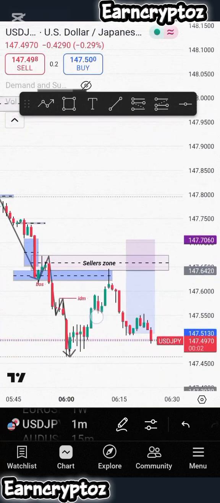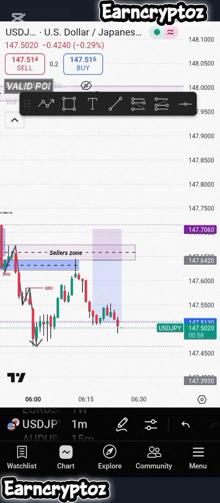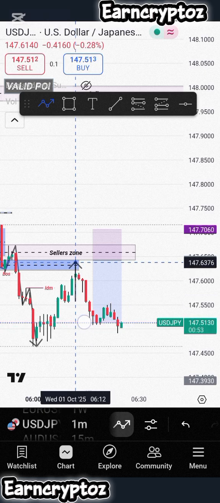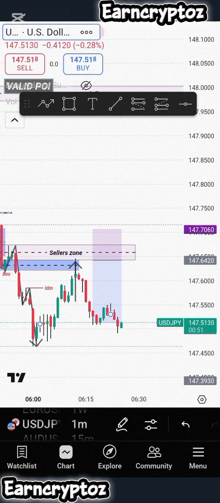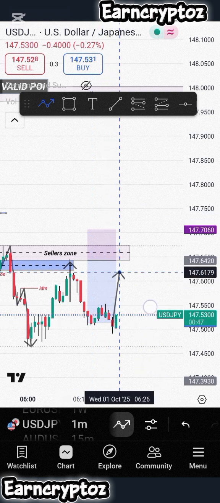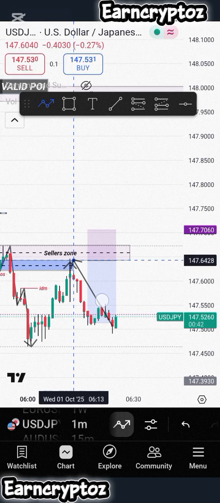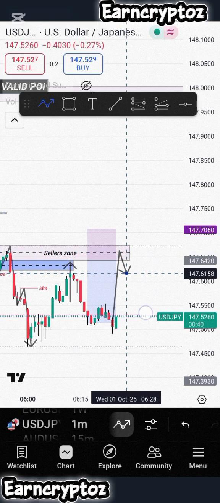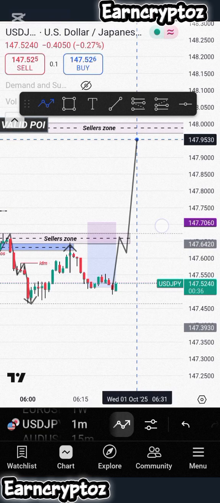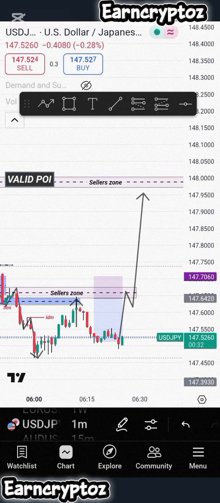Now this zone has been mitigated, so we cannot use this zone again. As you can see, price already touched here, so we cannot place another trade here again. If price should come back here, we will not be taking this trade because it has already been mitigated right here. So we have to wait for it to come up here if it will. It's not every time it does. If it comes there, we'll be looking to take our trade.